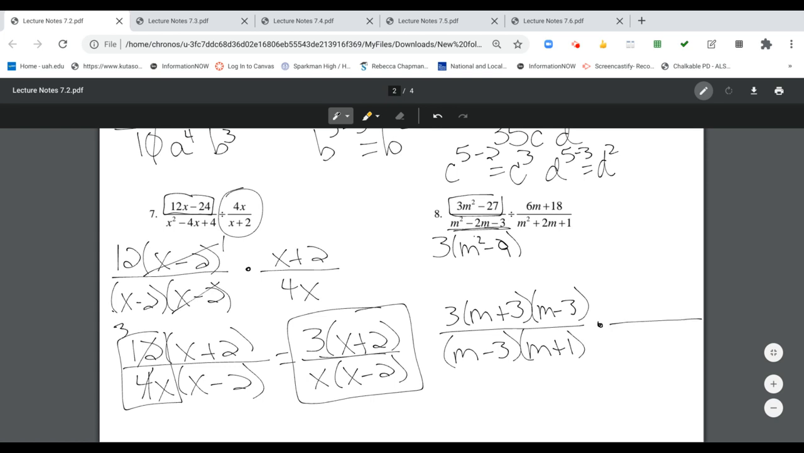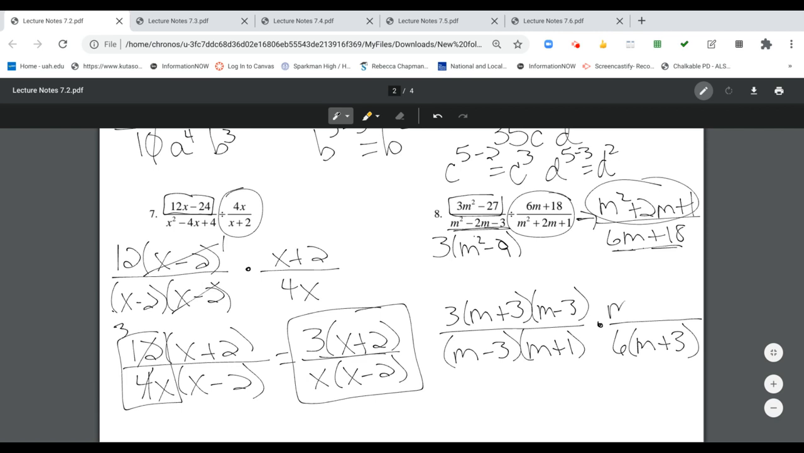Now, when I flip, this is now my numerator, because remember, you have to flip it. So m squared plus 2m plus 1 is now on top, and 6m plus 18 is on the bottom. So I'm going to factor that denominator first, because all I have to do is take out the 6, and I get m plus 3. The top, when I factor it, I get m plus 1 twice.